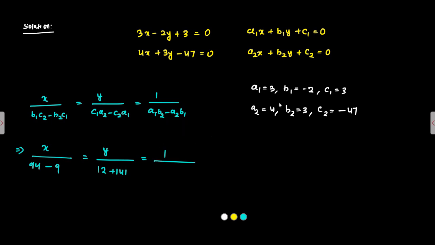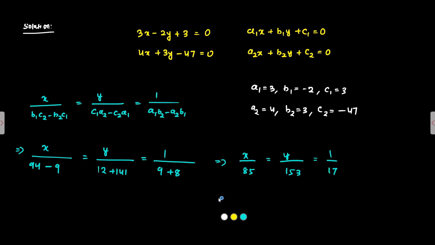Then we have 1 by a1 b2 minus a2 b1. a1 b2, 3 into 3, that is equal to 9, minus a2 b1. a2 b1 is 4 into minus 2, that is minus 8. So minus minus 8, it becomes 9 plus 8. So we have x by 85 is equal to y by 153 is equal to 1 by 17.